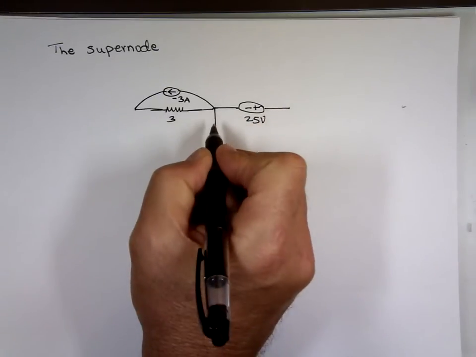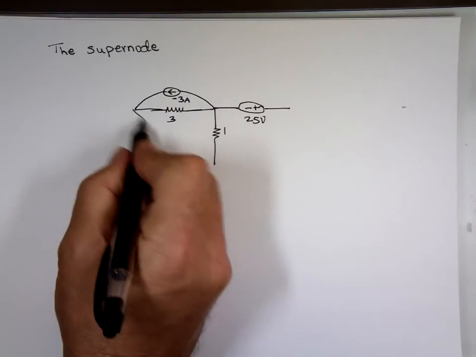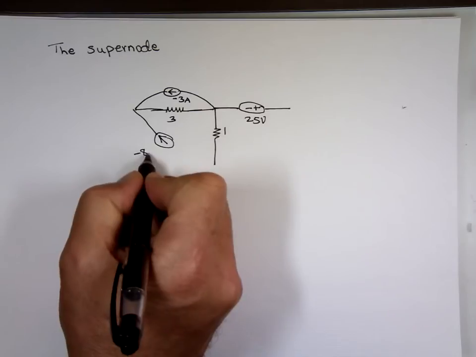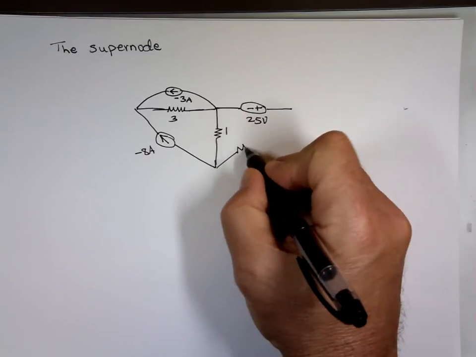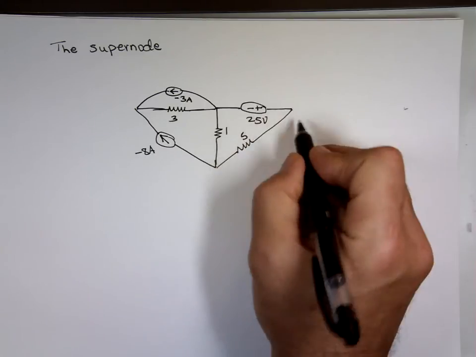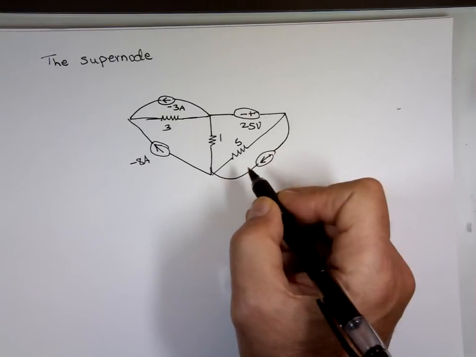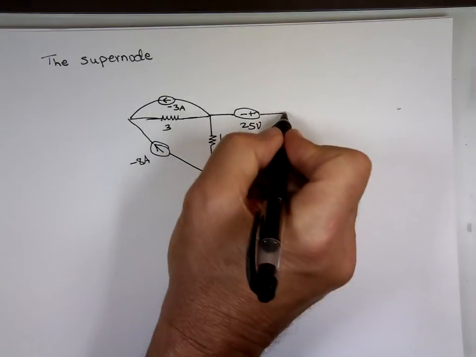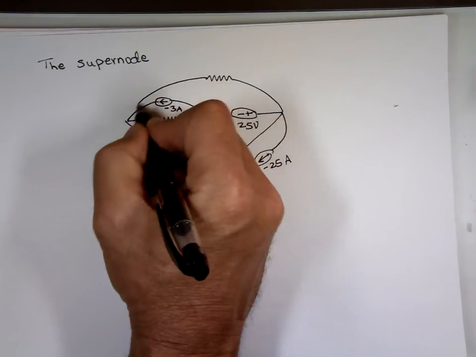Down here we have a 1 ohm. Down here we have a current source pointing in this direction of -8 amps. We have a resistor in this direction, 5 ohms. We have a current source coming this way, -25 amps. And we have a resistor on the top. That's my circuit.